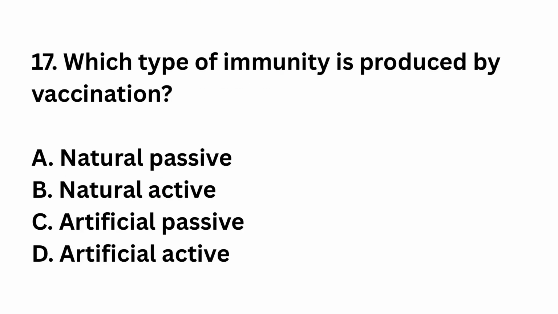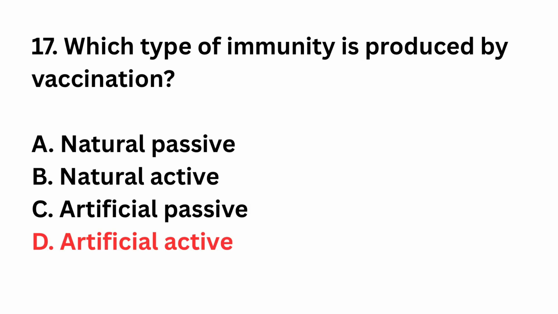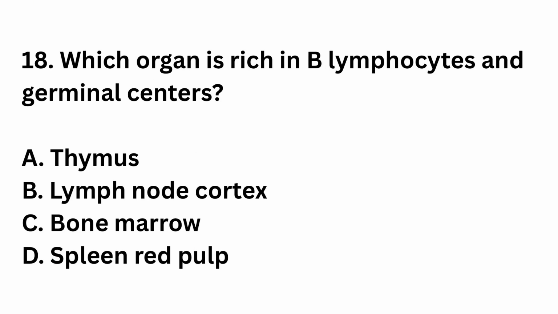Question number 17. Which type of immunity is produced by vaccination? Natural passive, natural active, artificial passive, artificial active. The right answer is option D, artificial active. Vaccines stimulate the body to produce its own immune response. Memory cells are formed.